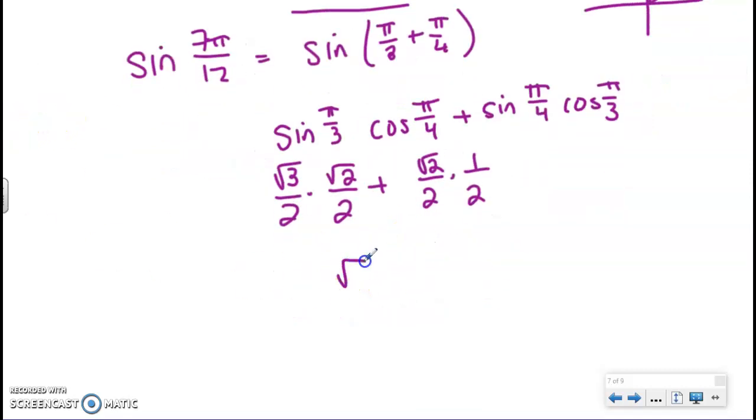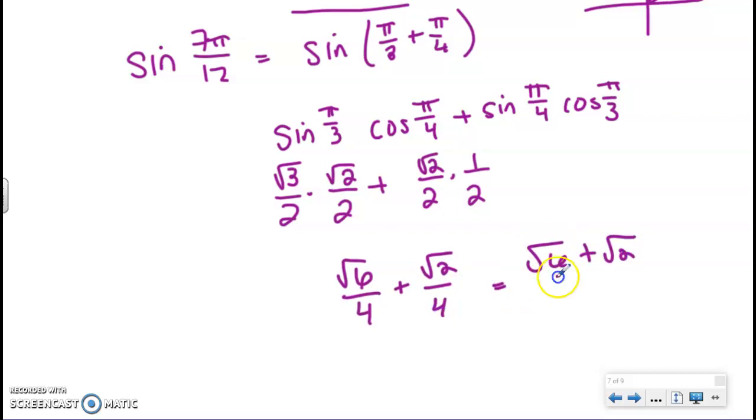I'm going to go ahead and simplify this. We get the square root of 6 over 4 plus the square root of 2 over 4, which is the square root of 6 plus the square root of 2 over 4.